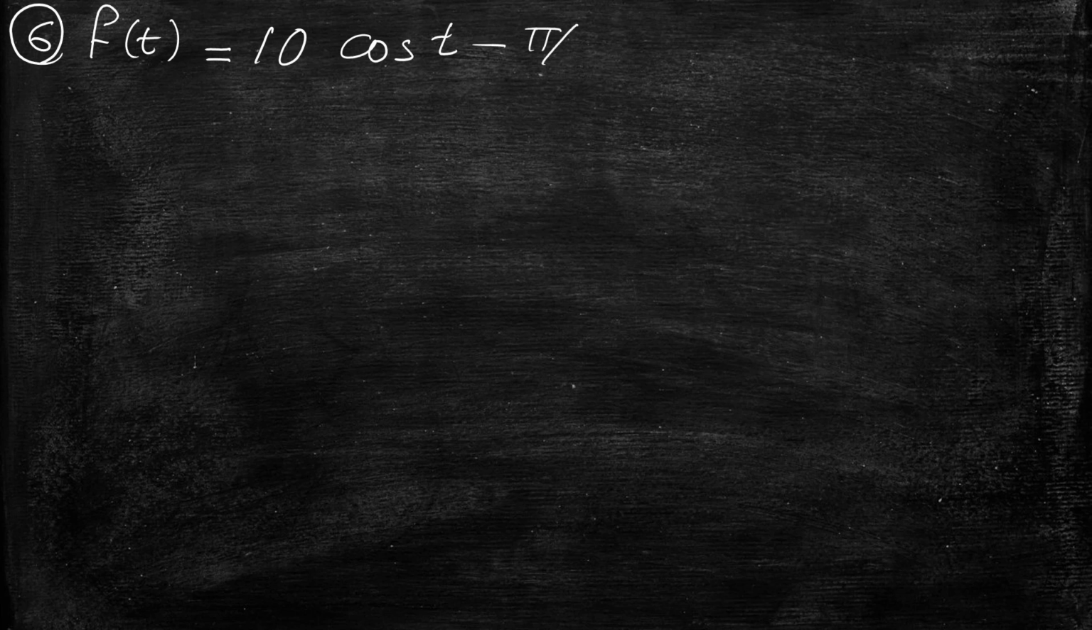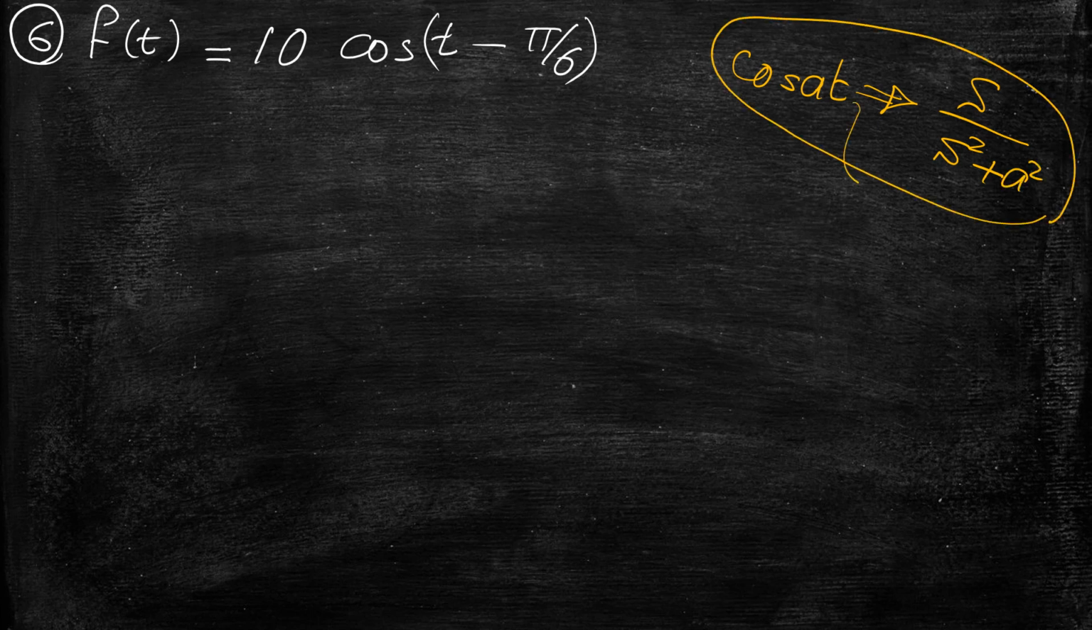Okay, let's see a new example here. If we have this function f of t equals 10 cosine (t minus pi over 6). If we memorize the table very well, we will see that if we have any cosine of a scalar multiplied by t, we'll have the Laplace transform of s over s squared plus a squared. But if we have t plus or minus anything inside, we cannot use this direct form. So what will happen? We need to deal with this trigonometric function in a better way.